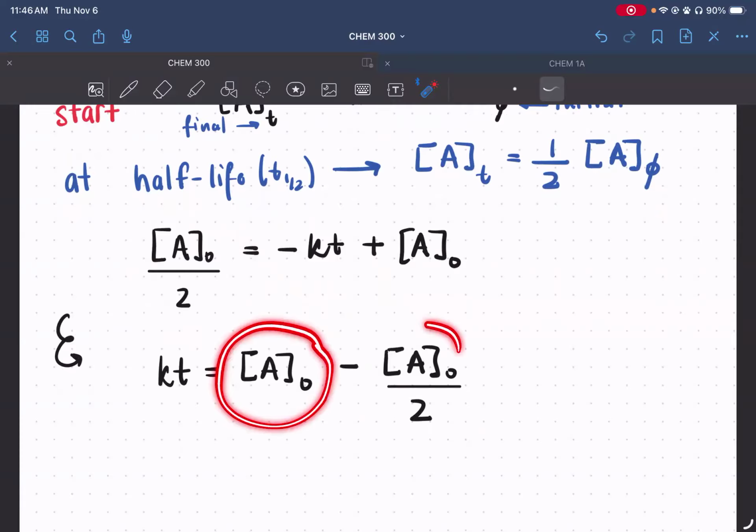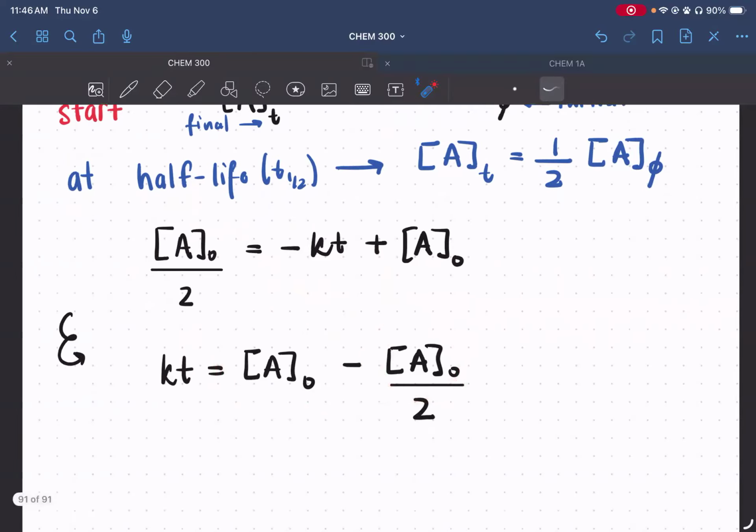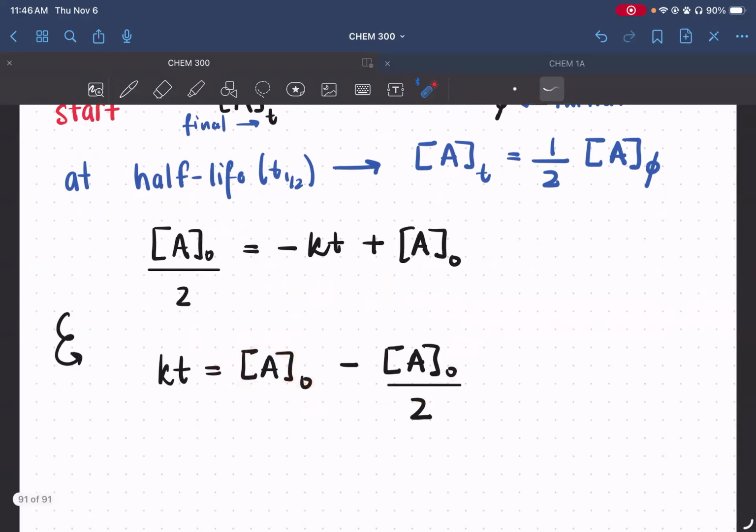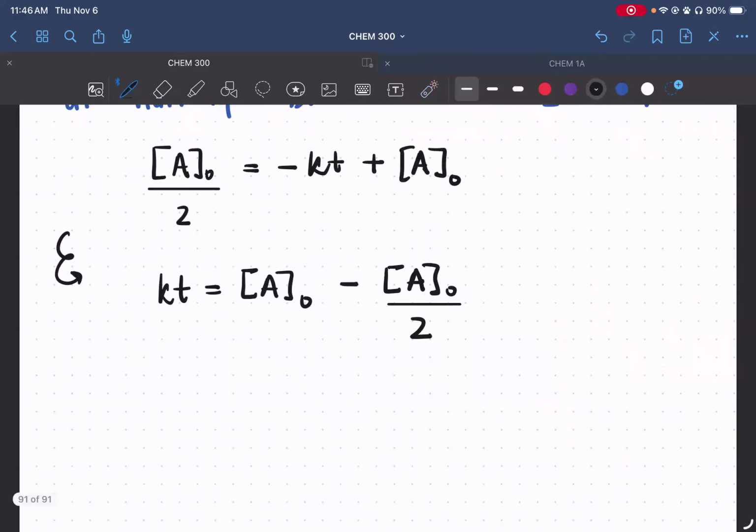Now, don't let the labels scare you. Remember, you know what this is saying. You can read this. It's saying the initial concentration of A minus half of it. Let's try to put it another way. X minus half X. Does anyone want to take a guess what that final answer would be? It's half X, right? 1 minus half is half. Therefore, KT is equal to A naught over 2.